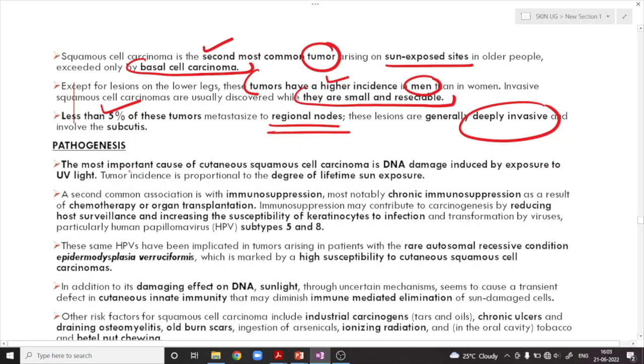Now, looking at the pathogenesis, the most important cause of cutaneous squamous cell carcinoma is the DNA damage caused by exposure to ultraviolet light, UV light. Especially, I'm not sure, but it is UVB light which is more important in the causation. The tumor incidence is proportional to the degree of lifetime sun exposure. So the more the sun exposure, the more the risk of developing cutaneous squamous cell carcinoma, because the UV light of the sun is basically causing DNA damage.